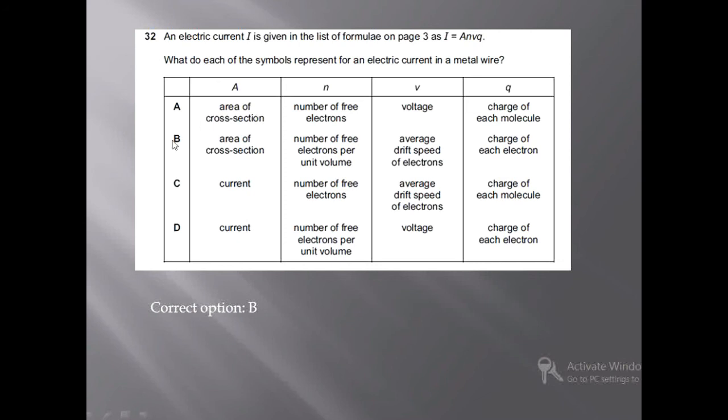According to this, option B is correct, where A is denoting area of cross section, n is denoting number of free electrons per unit volume, v is representing average drift speed of electrons, and Q is representing the charge of each electron. It means that option B is correct. I hope it is clear to you.